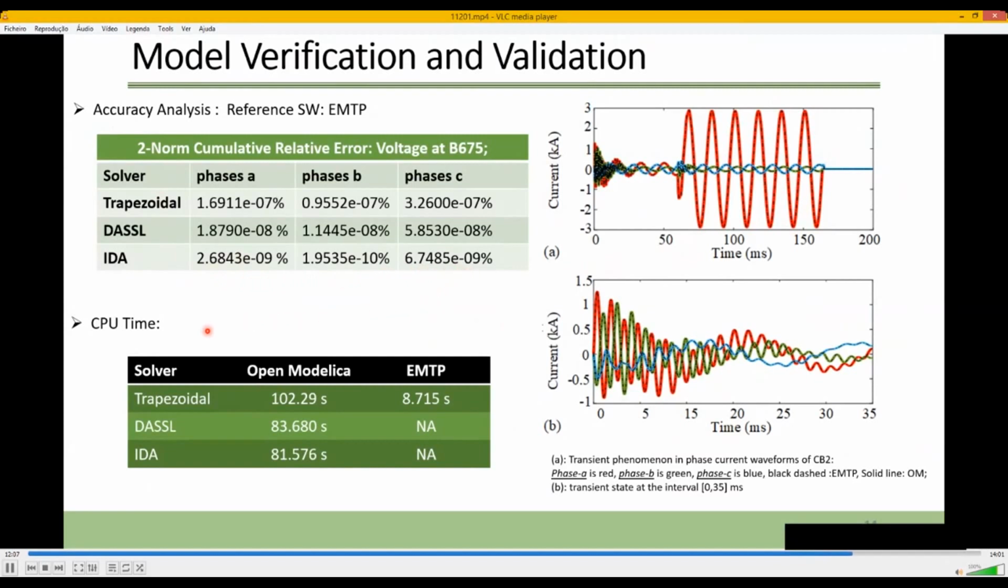This table shows a comparison of CPU times. The CPU time for Dassl and IDA, which are adaptive solvers, is better than the fixed step trapezoidal solver. However, as you can see here, it's not satisfactory yet in comparison with EMTP. There are many reasons for that, such as the optimized solver and the use of modified augmented nodal analysis in EMTP. Moreover, there are some techniques on the way to accelerate the computation in Modelica.